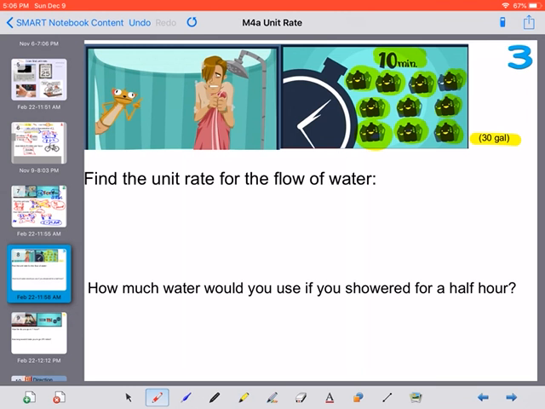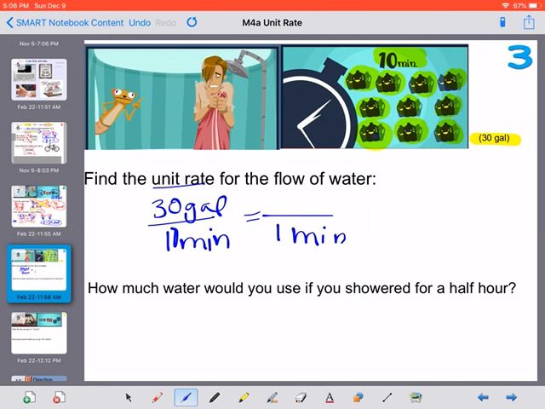So you want to find the unit rate for the flow of water. We're using 30 gallons of water every, not 1 minute, 10 minutes. So we want to know how many gallons would you use in 1 minute? The unit rate would have a denominator of 1. How many gallons of water are we going to use in 1 minute?